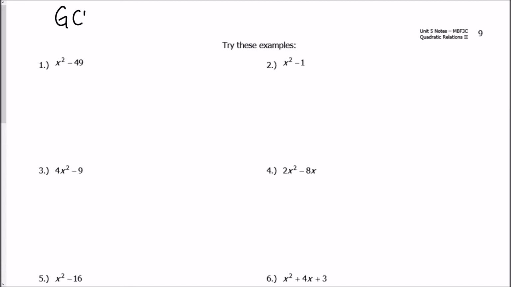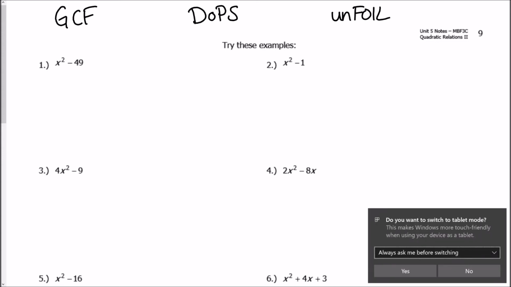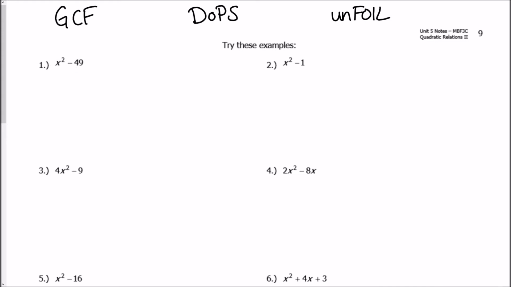So we have 3 options. It could either be GCF, it could be a difference of perfect squares, or it could be an unfoil question. And you're going to have to flip back and forth between this page and the previous page in order for you to be 100% sure that you are okay with this stuff. Okay, so right here, the first one that we have is x squared minus 49. So if you notice right here, x squared minus 49 has nothing in common, so it's not a GCF question. So we can cross off that it's not a GCF question, okay?